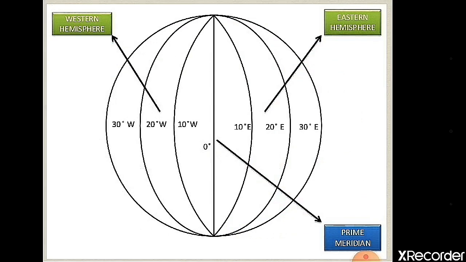The divisions by the longitude of the globe, 360 longitudes are here. They are helping to understand the time lag between the countries or the local time. The vertical lines you are looking at here, these are longitudes.